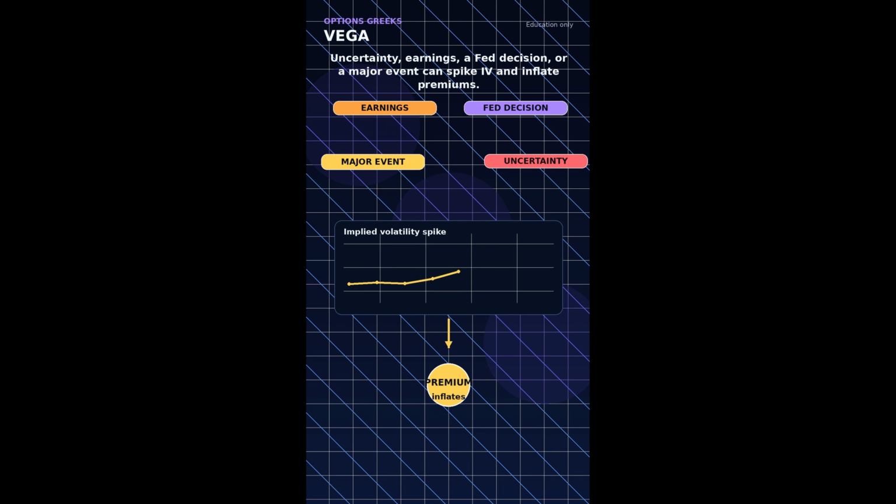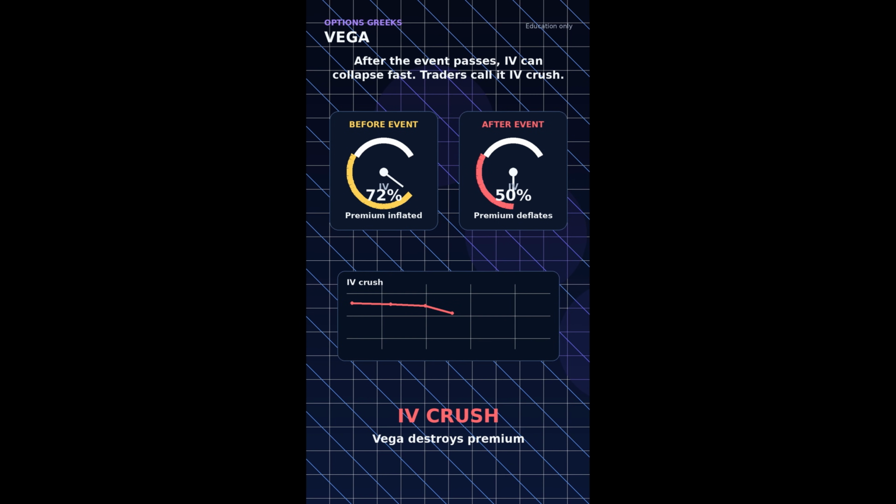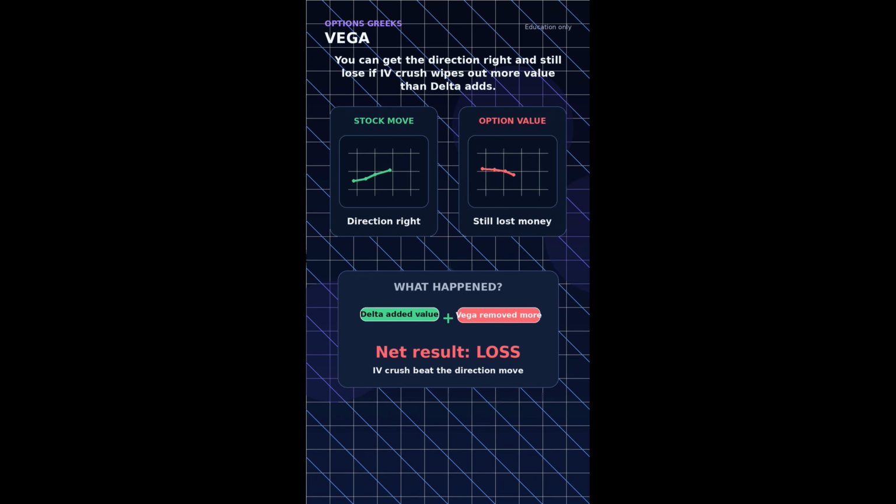The problem is what happens right after. Once that event passes, implied volatility collapses, and it collapses fast. Traders call this IV crush. And when IV crushes, Vega destroys premiums across the board.